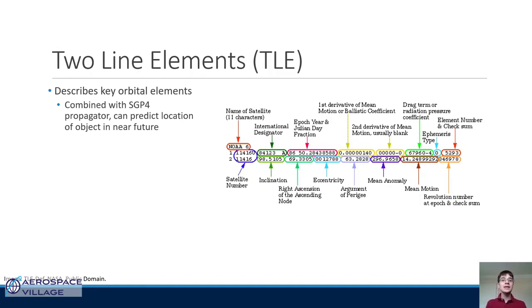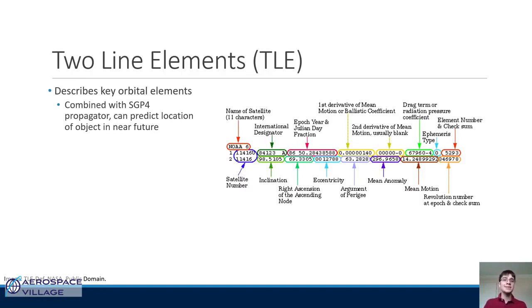And so a two-line element set is meaningless without a propagator, and a propagator is useless without the two-line element set. If you use them together, though, you are able to predict where an object will be in orbit with an accuracy of about a kilometer over 72 hours, which is pretty good. It can get better in some cases and slightly worse in others, but that's a good rule of thumb for how accurate it will be.